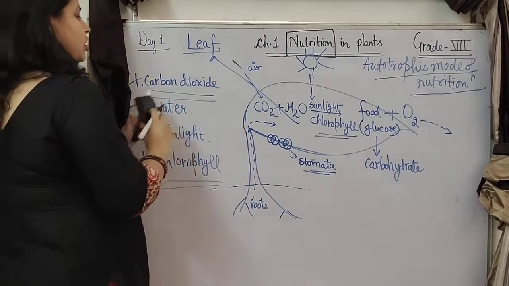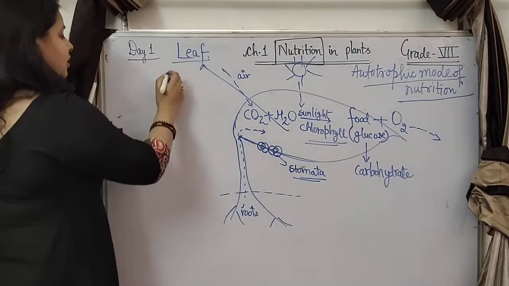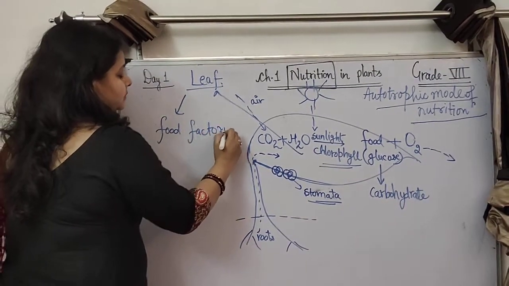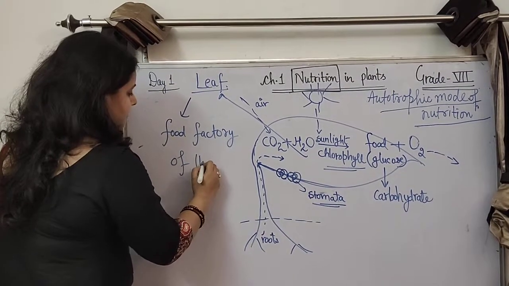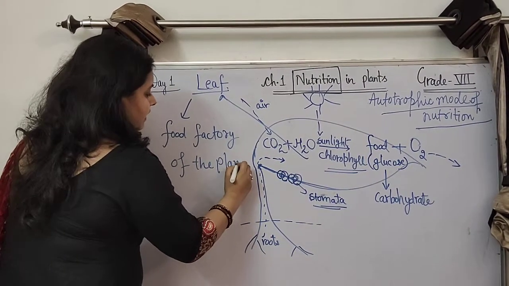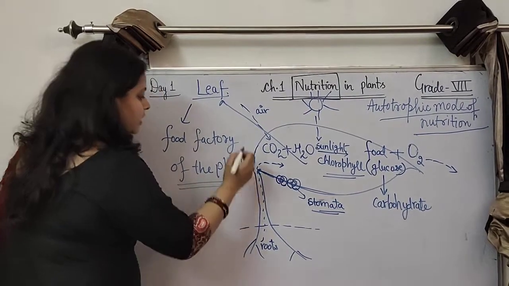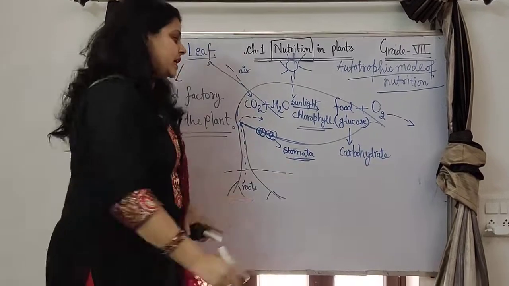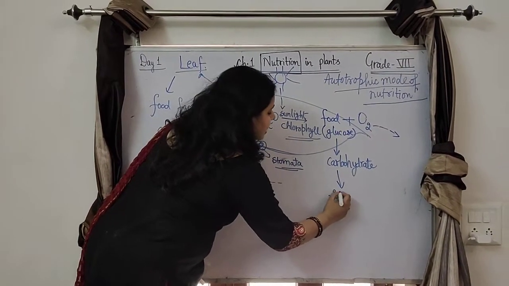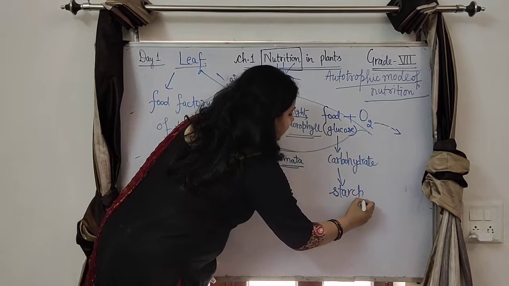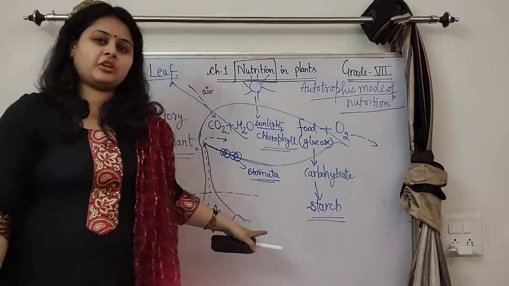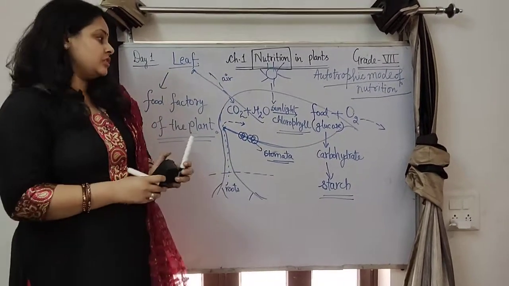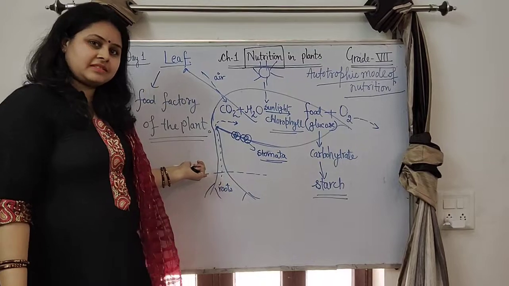Therefore, the leaf is known as the food factory of the plant. And after this, the plant converts this carbohydrate into starch, that we have tasted in potato and in rice in our 6th standard, if you remember. So this is all about our today's lecture.